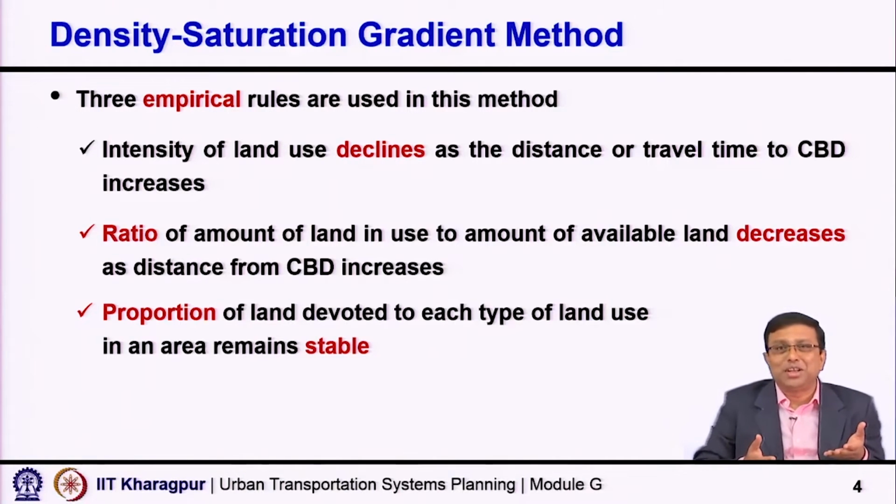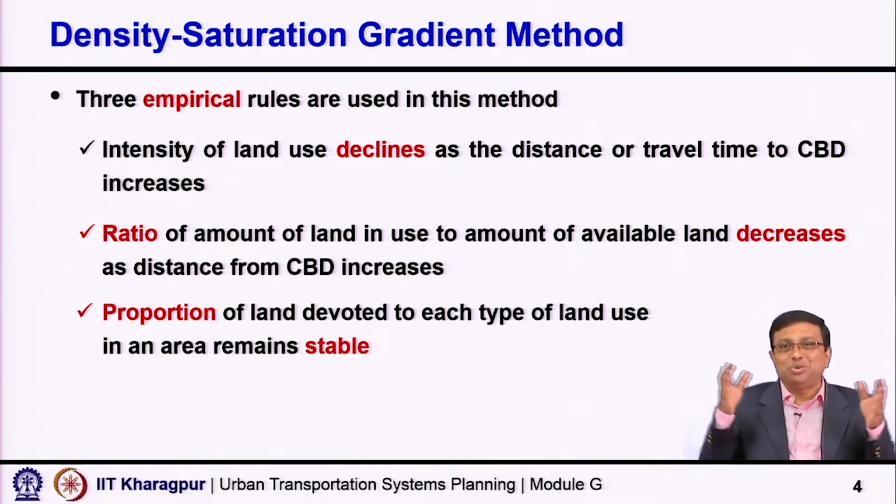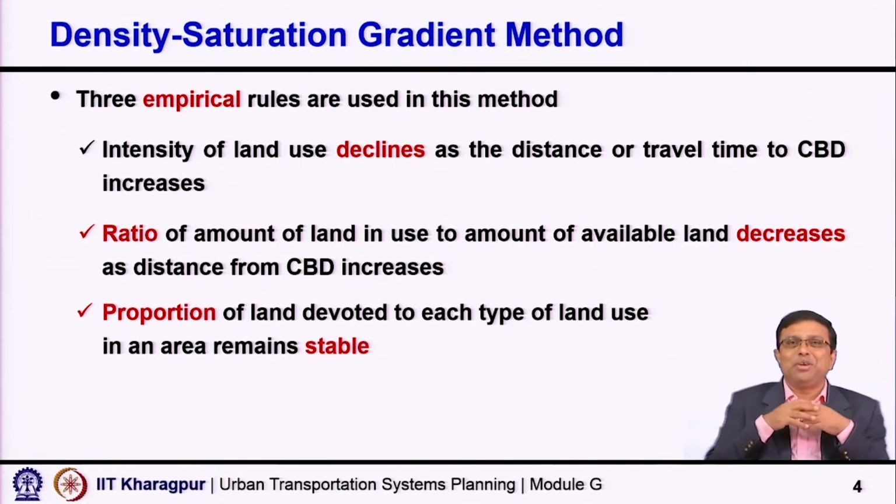Very logical, that is what you see. From any city center, if you go away radially outside, we see that as we are away from the CBD, the intensity of land use declines.